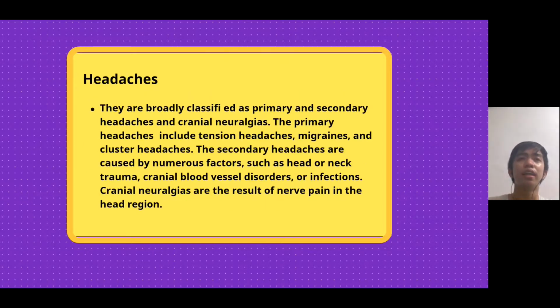Headaches. They are broadly classified as primary and secondary headaches and cranial neuralgias. The primary headaches include tension headaches, migraines, and cluster headaches. The secondary headaches are caused by numerous factors such as head or neck trauma, cranial blood vessel disorders, or infections. Cranial neuralgias are the result of nerve pain in the head region.